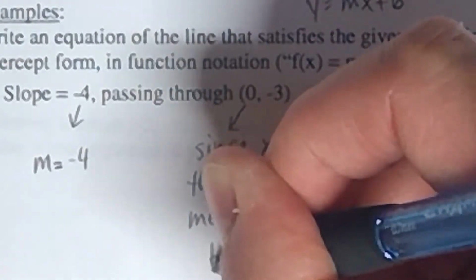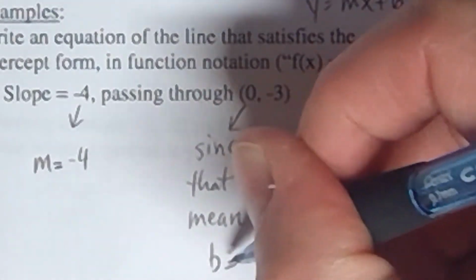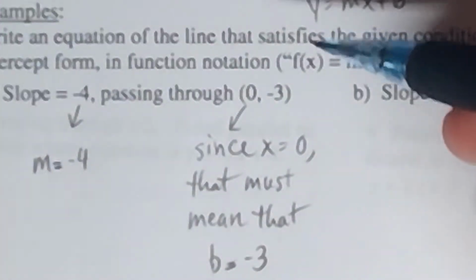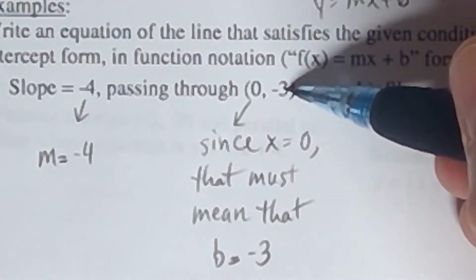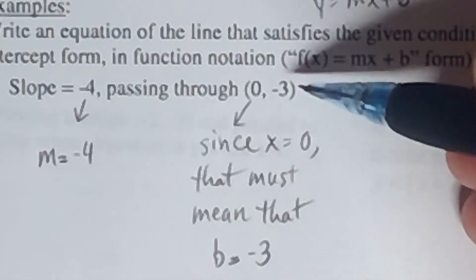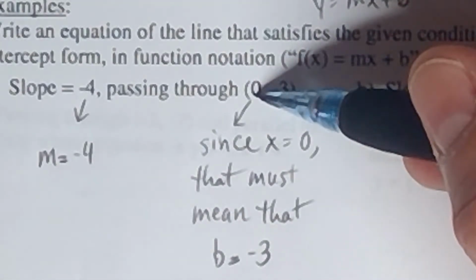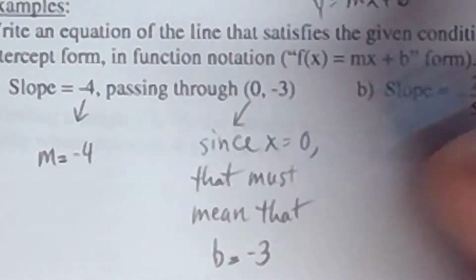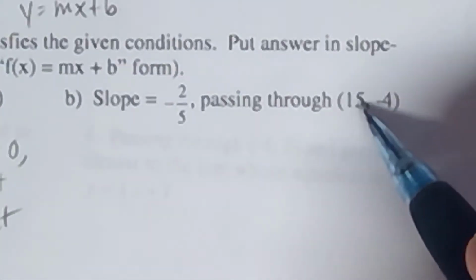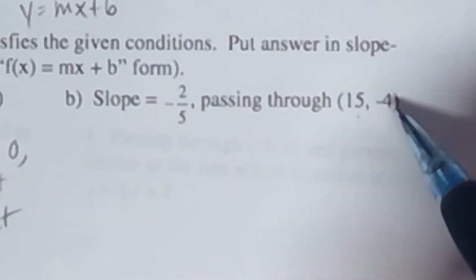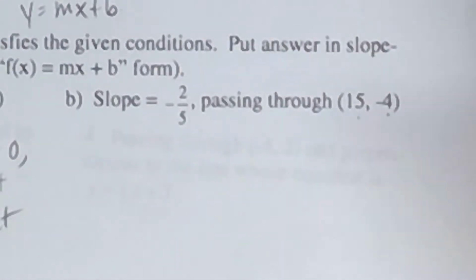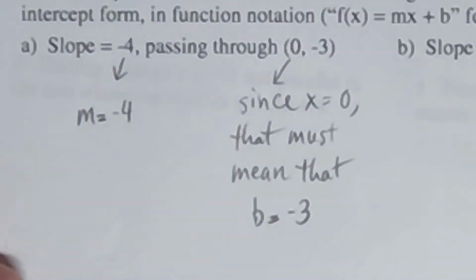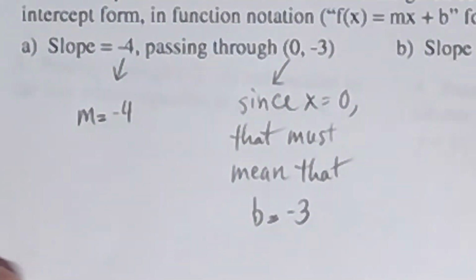That must mean that b, remember b is the y-intercept. We learned that in the last section. B is -3. So in other words, b is always the y-coordinate that pairs up with 0, but this has to be 0. If this is not 0 right here, then you can't do that. So like on the next problem, see how it's 15 in the x spot right there? You can't say that b is -4. That's different. But if the x is 0 right here, then you're allowed to say that the number paired up with it is your b.